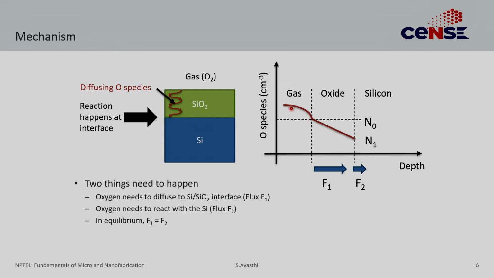So there is some depletion of the oxygen precursor in the gas phase. Then it reaches the oxide. Then there is a profile of oxygen species in the oxide. Now this is because of diffusion. So all the same mathematics of diffusion that we have read and understood apply. And finally it reaches silicon, at which point it will react with the silicon itself to form silicon dioxide. So this concentration N1 will be a very low value.